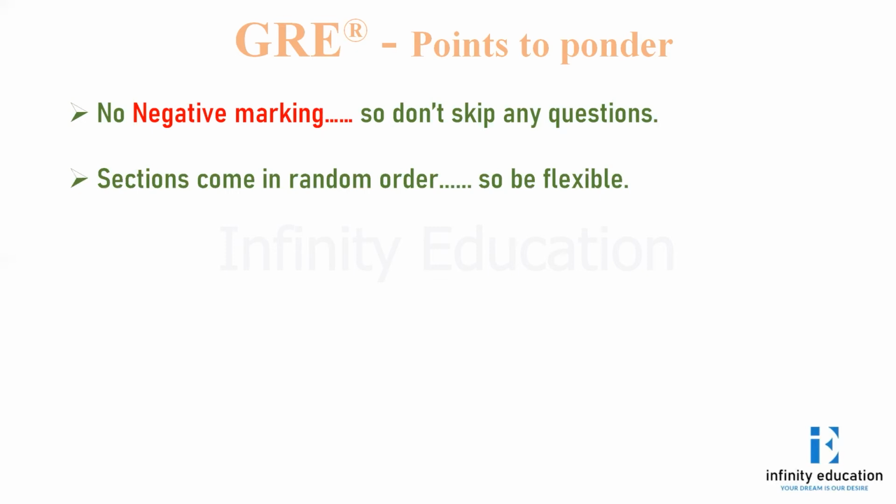Second, the sections that we talked about, verbal and quant, come in a completely random order. The only thing that is promised is that the first section will always be AWA. Post that, what would be the order? Nobody basically knows. It's completely random. I can have 2 verbal, then 3 quant. I can have a quant and verbal section alternately as well.